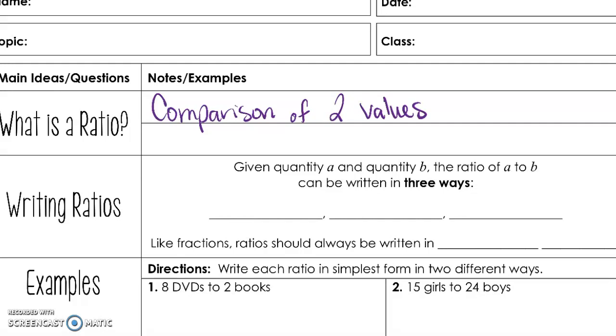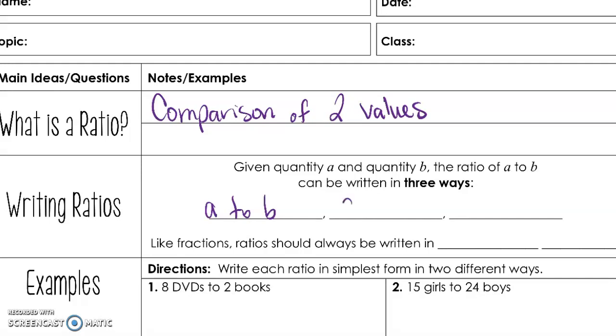There are 3 different ways that you can write a ratio. The way you read it out loud is A to B. So you actually can just write out A to B, like 5 to 4 is what you would say. I don't recommend that one just because it's the most writing, but you could do that.